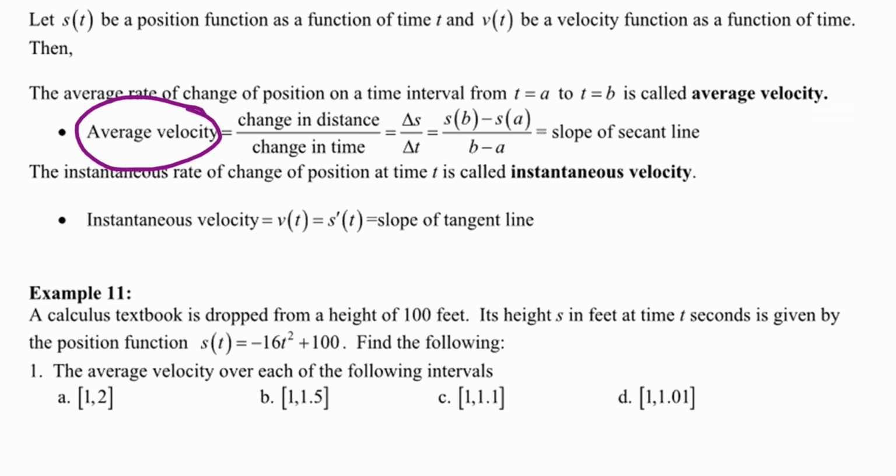Average velocity, or average rate of change, is just the slope. Think of the secant line. Instantaneous velocity, however, is going to have to deal with the derivative, the slope of the tangent line.